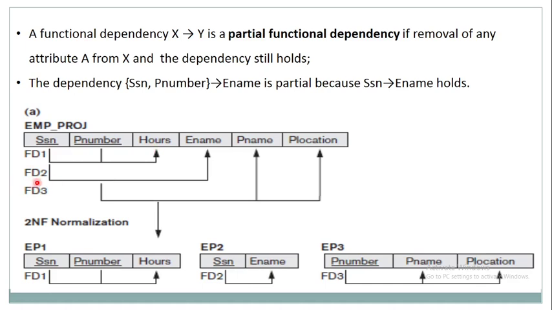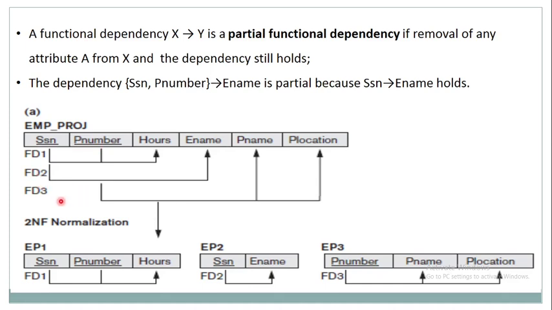Let us look into functional dependency 2. Here SSN determines employee name. This is not a fully functional dependency. This is a partial functional dependency because here we have 2 primary keys, SSN and project number, but to determine employee name, it could be done only by SSN. We did not use project number. So functional dependency 2 is a partial functional dependency.